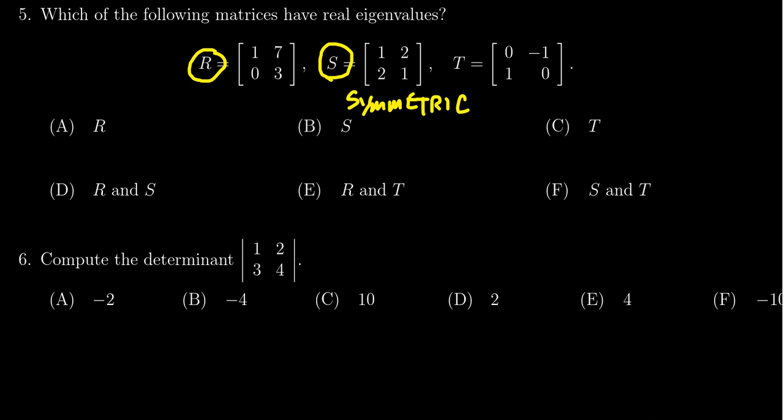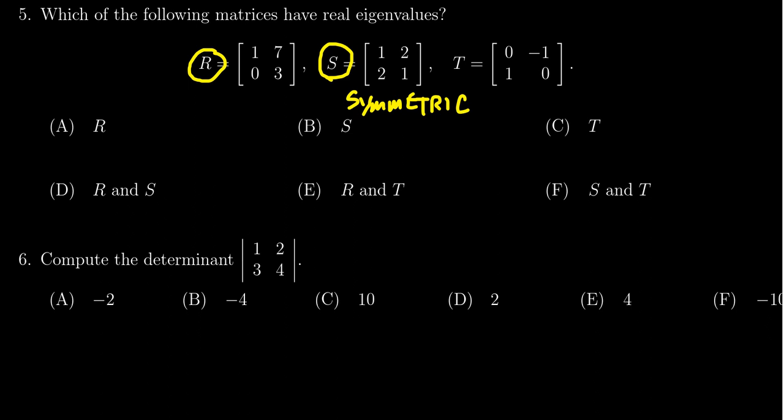That's also true if you have a Hermitian matrix, which is a complex matrix that is equal to its own conjugate transpose. So I don't want you to assume just because you see a complex matrix with non-real entries that it means the eigenvalues are non-real. No, no, no, no, no. A Hermitian matrix is exactly a non-real matrix whose eigenvalues can be real.